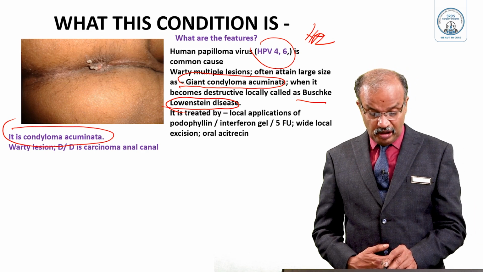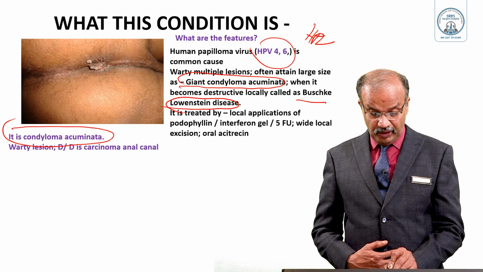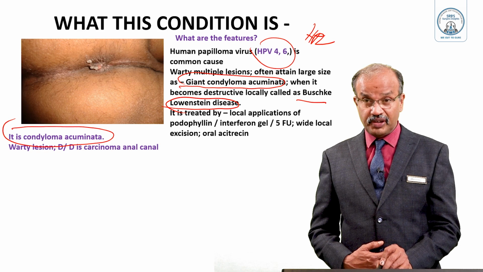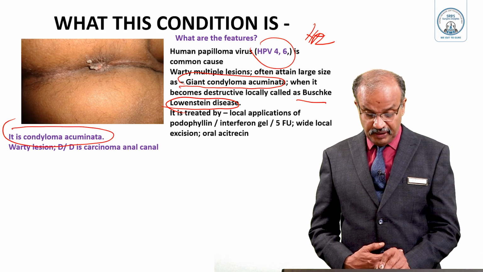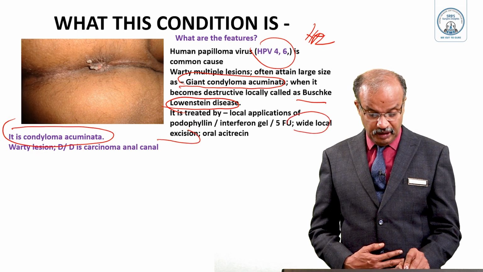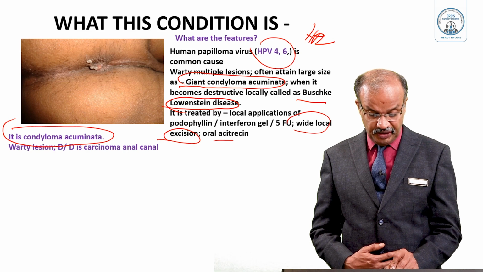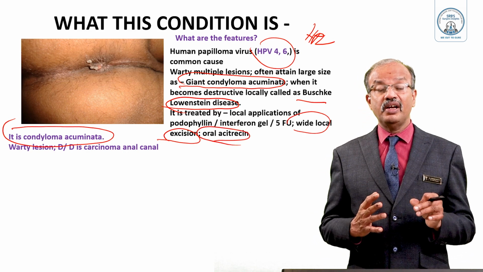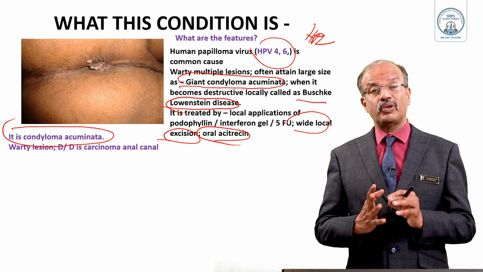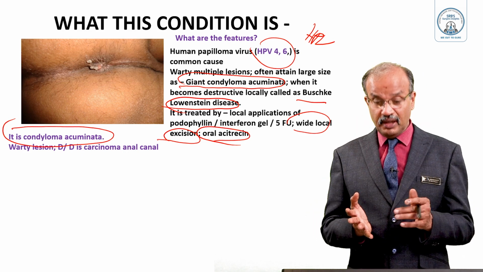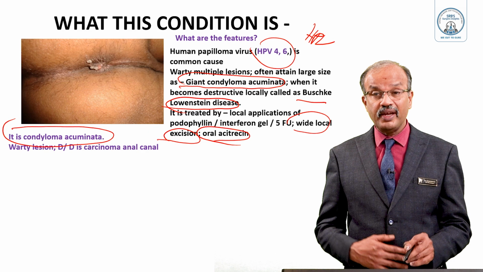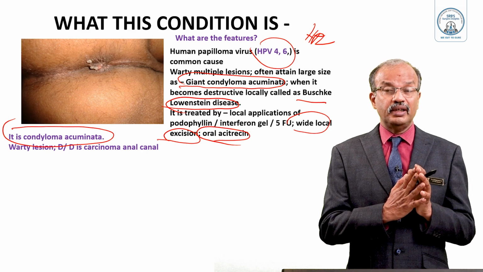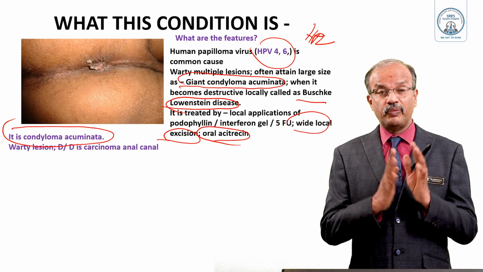It is treated by local application of podophyllin, interferon gel, 5-fluorouracil gel, or wide local excision. That is a very common, important treatment. Then the oral acitretin drug is also very, very helpful, especially in recurrent cases and large condyloma acuminata, because it is a viral infection. Remember, the HPV virus is the commonly causative agent for this Condyloma acuminata.